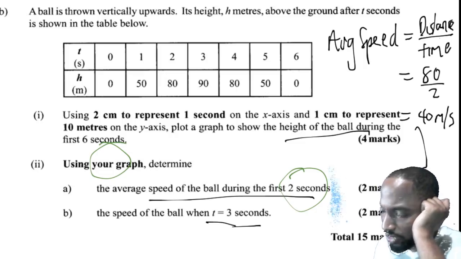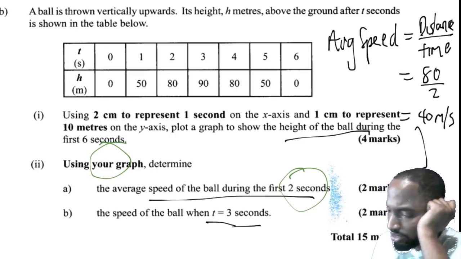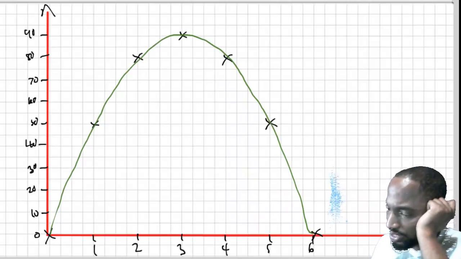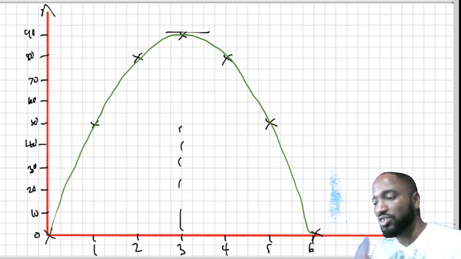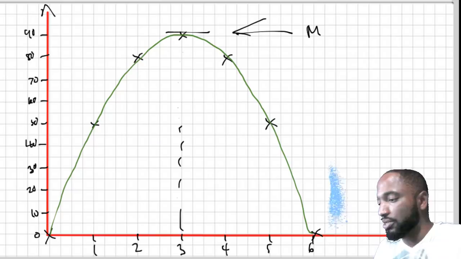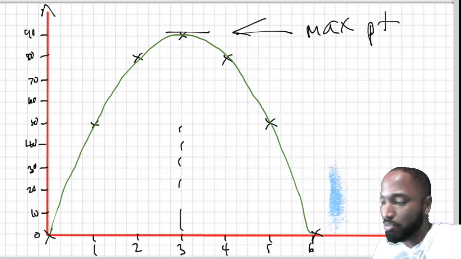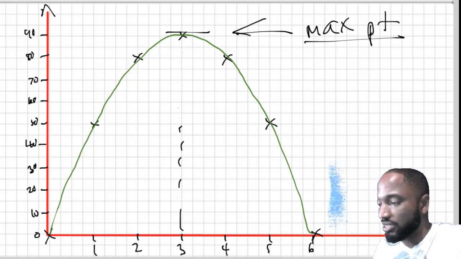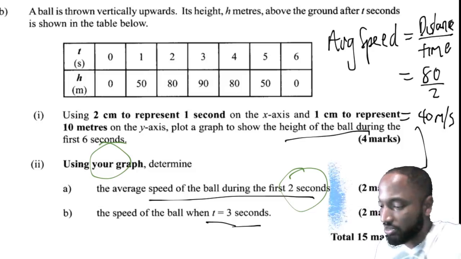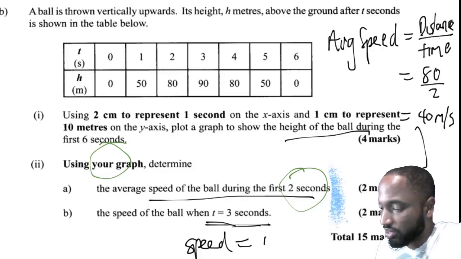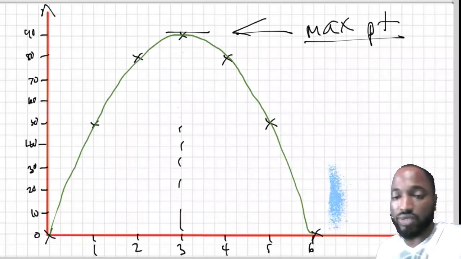And the speed of the ball when t is equal to 3 seconds. What is the speed? Well, when you look up here, the ball is not going up anymore, but it's not falling down at the same time. This is called the maximum point. And at the maximum point, the speed is equal to 0. So the speed of the ball at 3 seconds is equal to 0. Alright, so that's that question.